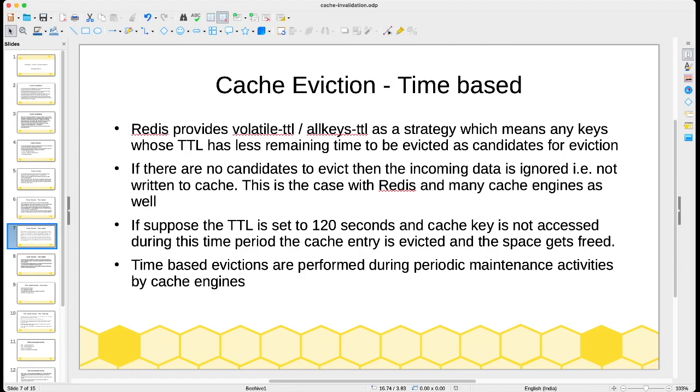But when it is marked for eviction, the data would not be served. The caching engine may choose to evict it immediately, or it may choose to evict it at a later point of time. Later point of time doesn't mean hours, but it means its own cycle. That's what we want to understand. If there are no candidates to evict, for example, if the TTL is set to 1 hour, lots of values are coming in and are written to the cache.